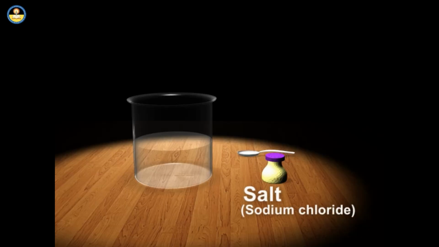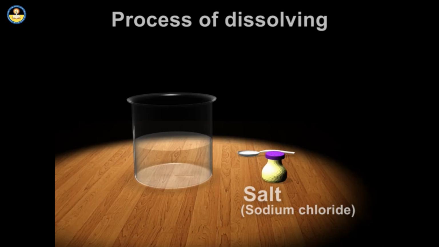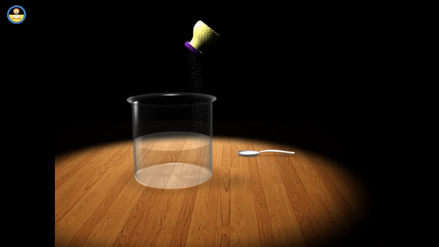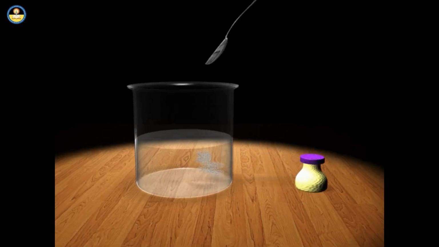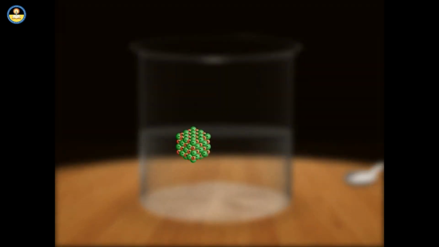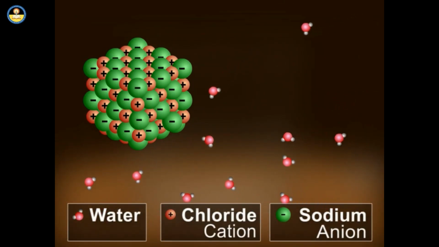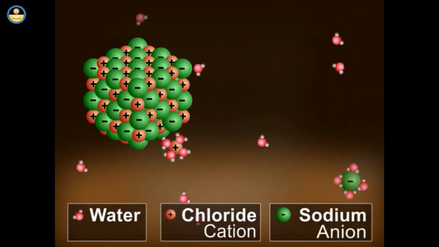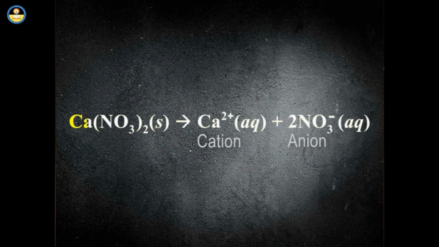Let us first try to understand what is dissolving. When an ionic compound, for example a salt, dissolves in water, the compound dissociates. That is, it breaks apart into cations and anions. Example, Ca(NO3)2 in solid state gives Ca2+ ions in aqueous state plus 2 NO3- ions in aqueous state.